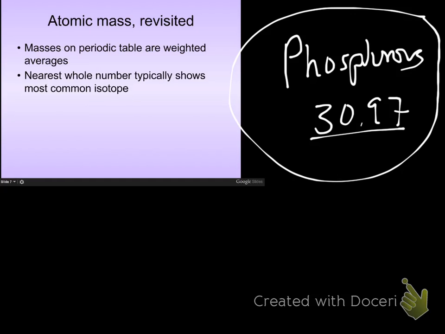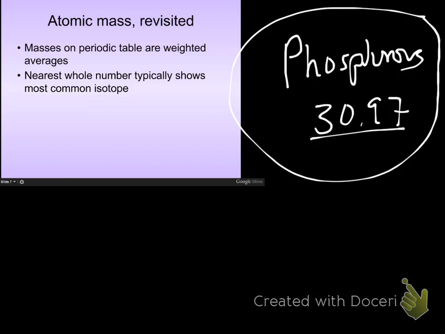31, yeah. 32, sure. 30, yeah. Maybe a weirdo with 29. But there's not an atom of phosphorus that has a mass of 30.97. The mass of the individual isotopes are given in whole numbers, and we average them and we get this number. So, often, if you round that average, the closest whole number to that average is your most common isotope. So if you had to take a flying guess, what do you think is probably the most common isotope of phosphorus? 31. Probably 31 AMUs.